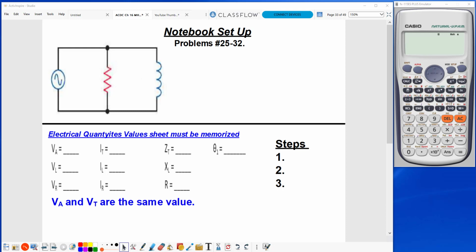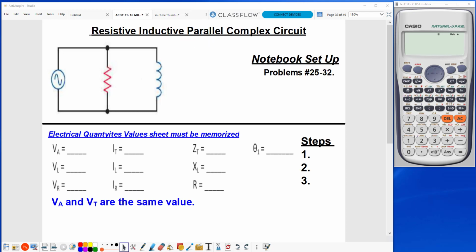In this video, I will be calculating the values for a resistive, inductive, parallel complex circuit from the Chapter 16 Math Handout, problem number 25.